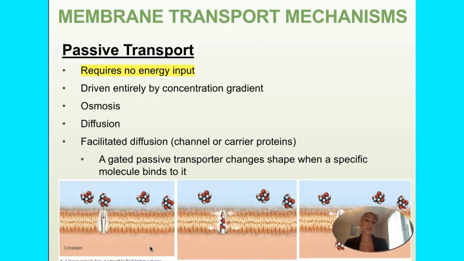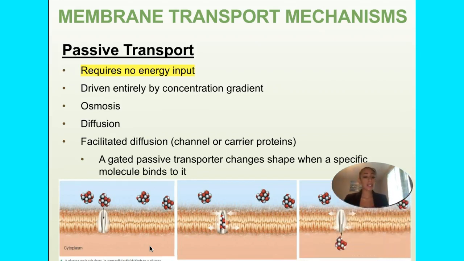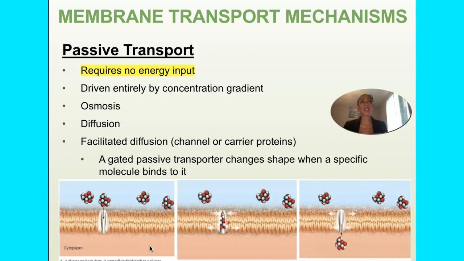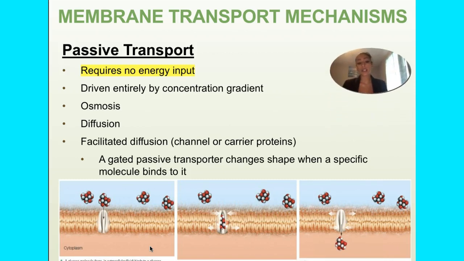Passive transport requires no energy input. It's completely driven by the concentration gradient. The solute is going to go from an area of high solute concentration to an area of low concentration. Examples of passive transport would be osmosis, diffusion, and facilitated diffusion as well. Facilitated diffusion just means that it gets a little extra help by using a channel or a carrier protein.